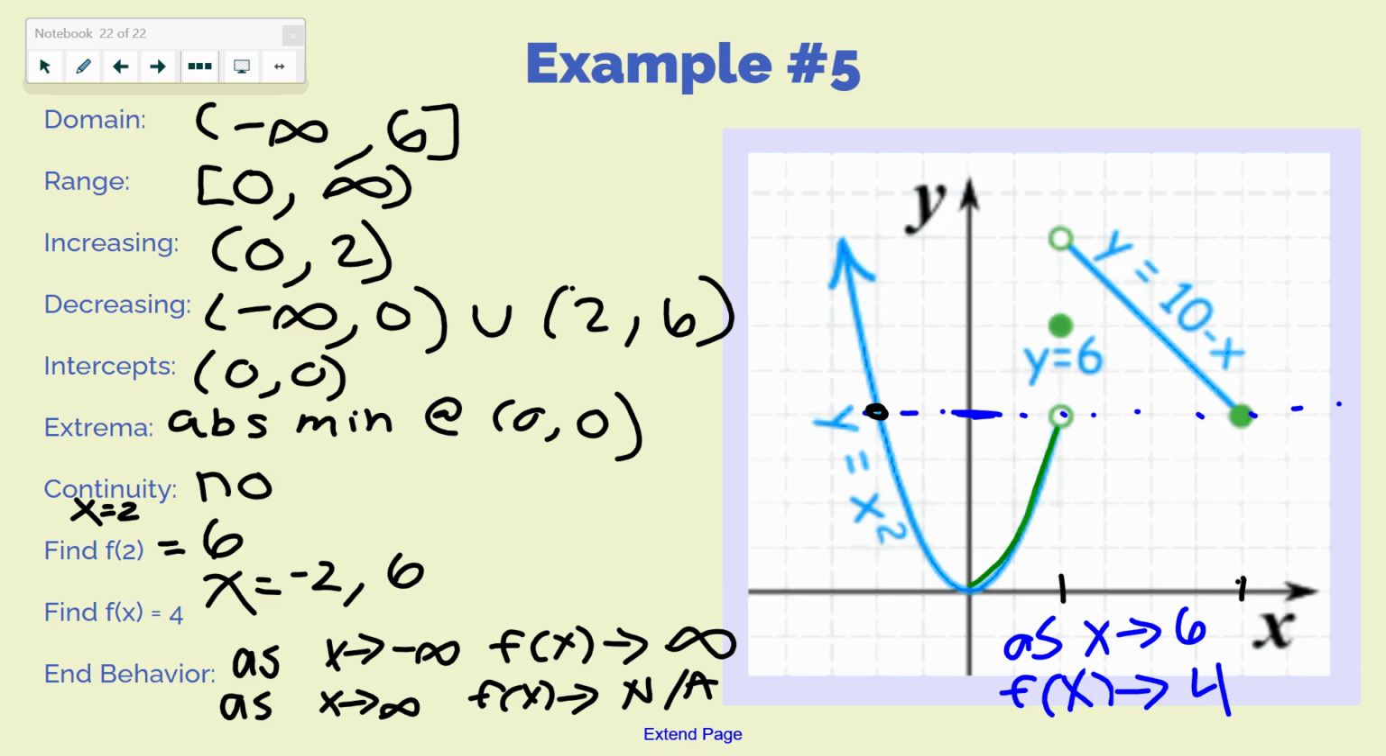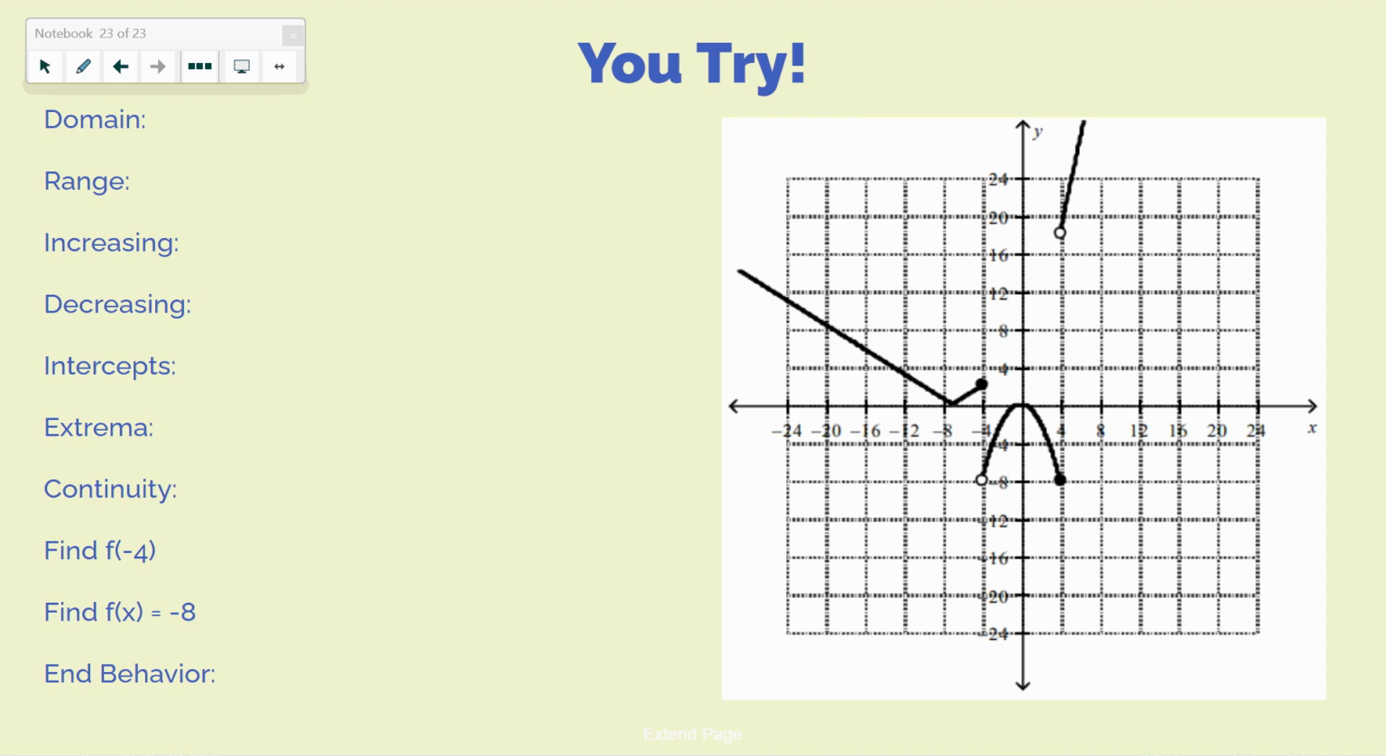All right, so here is our example for you guys to try.